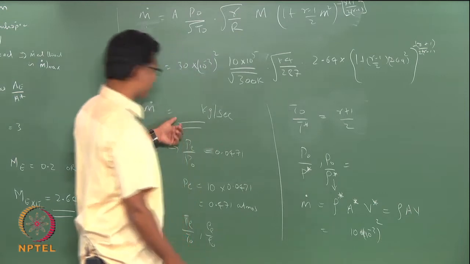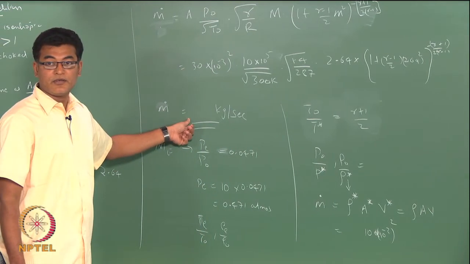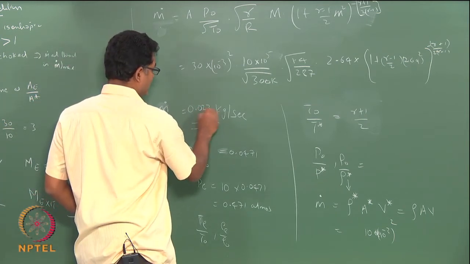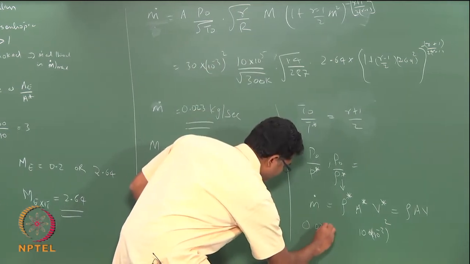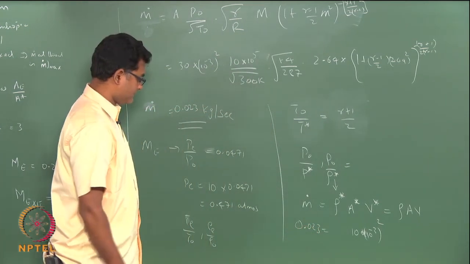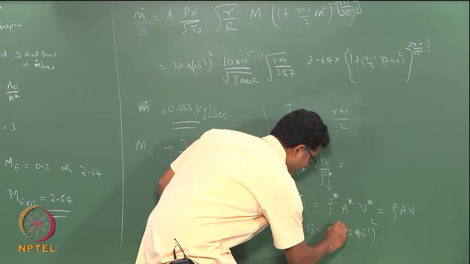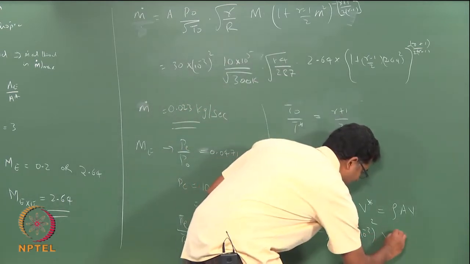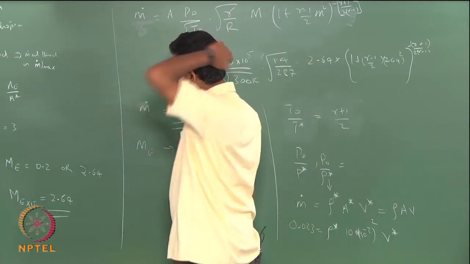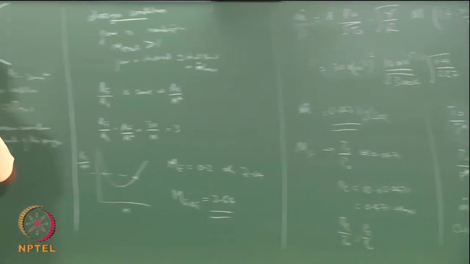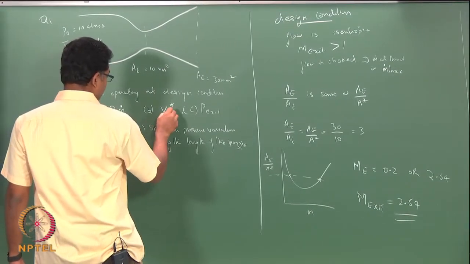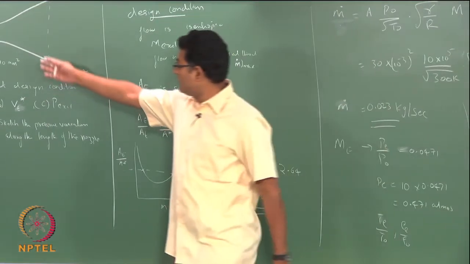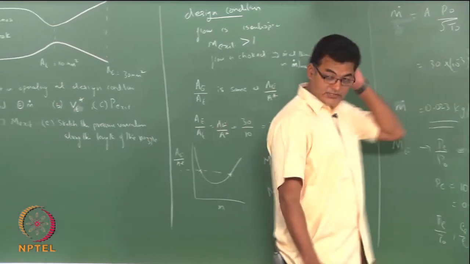From m dot I have already computed, what is this value? 0.023. So, I substitute that value here, that is my m dot. Rho star from this relation for gamma 1.4, from which I can get my V star, which is my V at the throat. The question here is V at the throat, V star. Since it is already choked condition, the V here would be your V star, because M equals 1 at the throat.